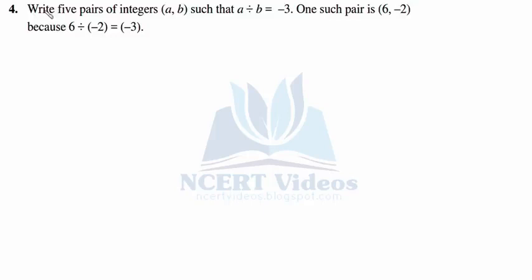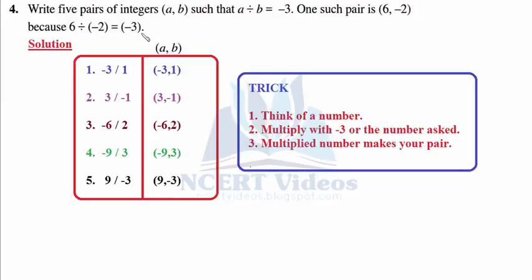Question 4. Write 5 pairs of integers a, comma b such that a divided by b equals -3. One such pair is 6 divided by -2, because 6 divided by -2 equals -3. Okay, so you have to find the pair which satisfies this equation. So here we go. First one can be -3 divided by 1.